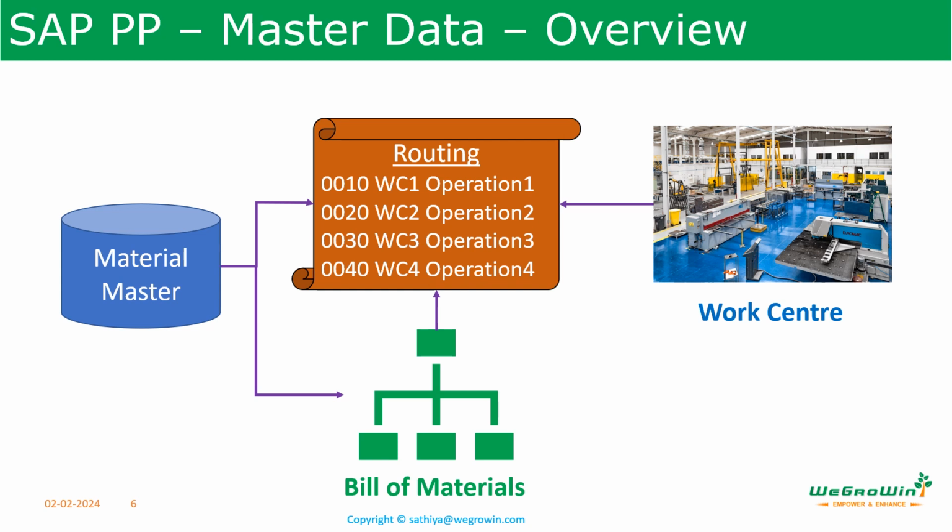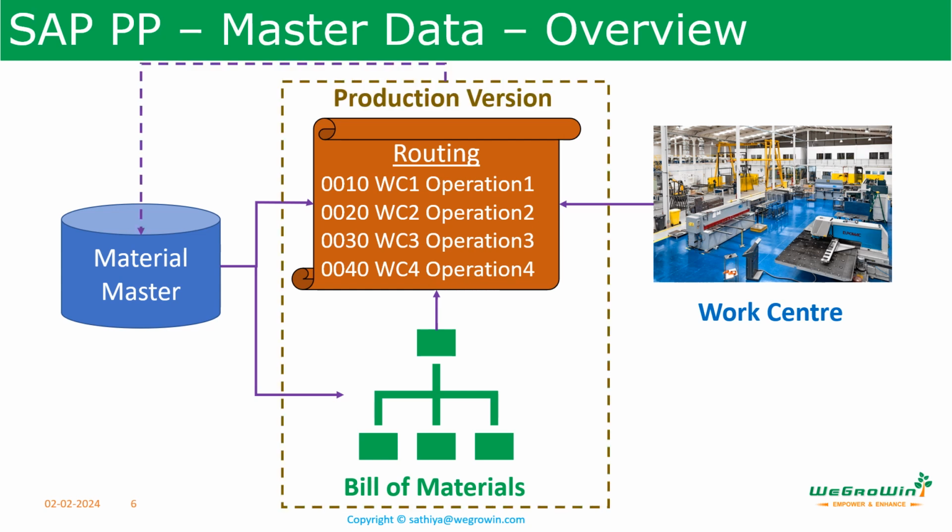Production resource tools, that is the PRTs, are an optional type of PP basic data that can be assigned to routing operations. Production resource tools means the tools and fixtures which are used to facilitate the production processes. And there may also be some documents related to the production. Those things can also be assigned.